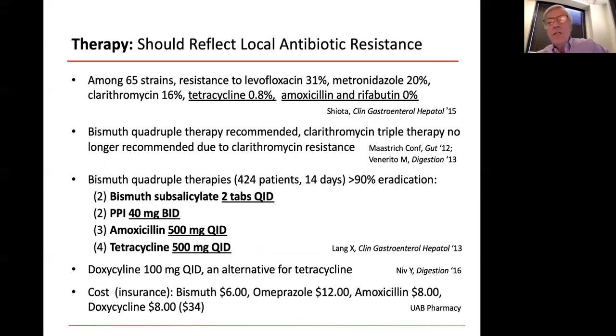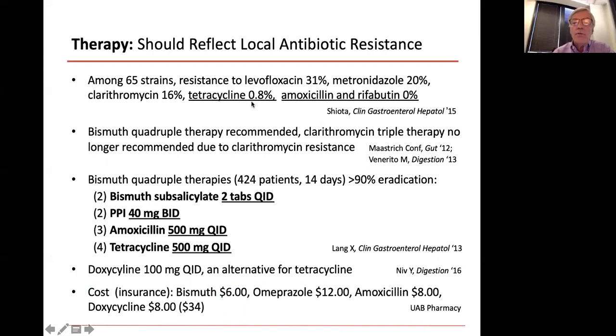So what is the usual regimen? Well, it depends. It depends on the local prevalence of antibiotic resistance. In a very important study published in 2015 of 65 strains obtained from individuals with H. pylori infection, resistance to levofloxacin was 31%, metronidazole 20%, clarithromycin 16%, and importantly, tetracycline less than 1%, amoxicillin and rifabutin 0%.